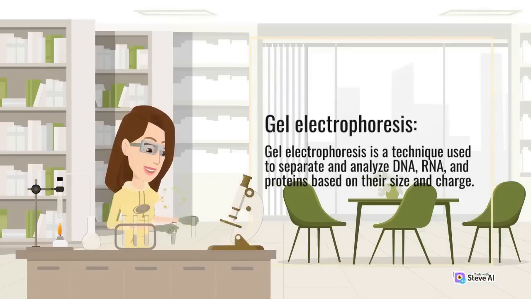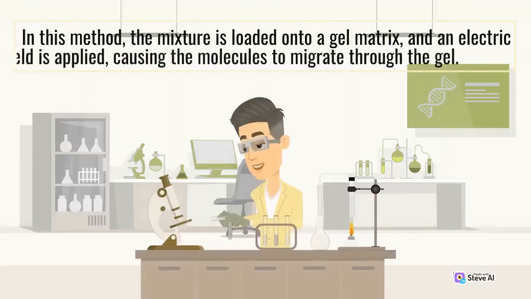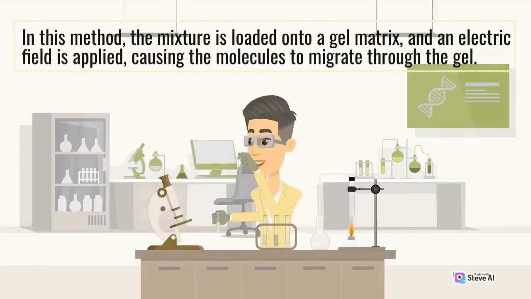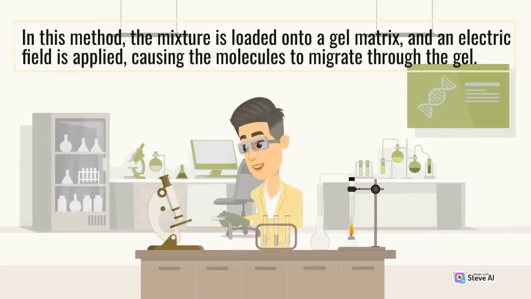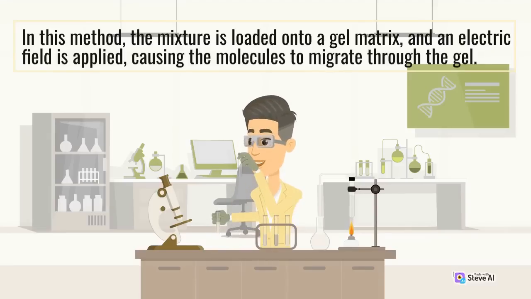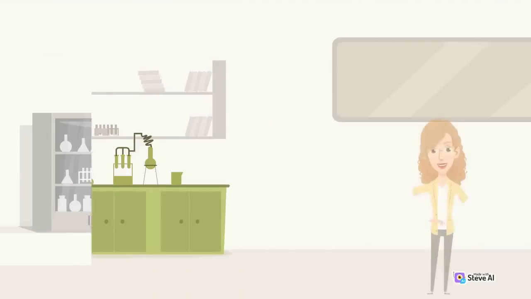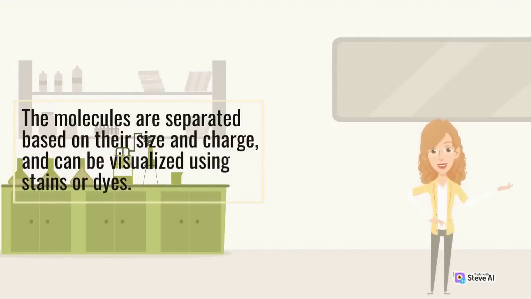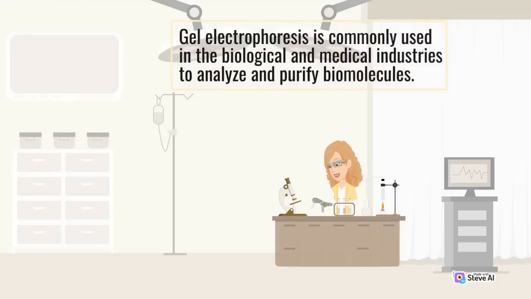Gel electrophoresis. Gel electrophoresis is a technique used to separate and analyze DNA, RNA, and proteins based on their size and charge. In this method, the mixture is loaded onto a gel matrix, and an electric field is applied, causing the molecules to migrate through the gel. The molecules are separated based on their size and charge, and can be visualized using stains or dyes. Gel electrophoresis is commonly used in the biological and medical industries to analyze and purify biomolecules.